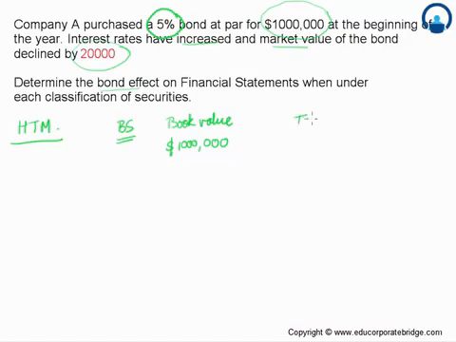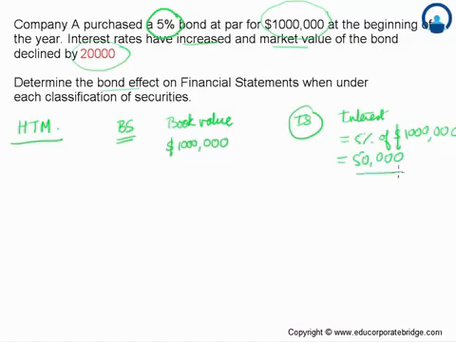What about the income statement impact? We have noted earlier that the income statement will include the realized gains and losses as well as the interest income. So here the interest income is basically 5% of 1 million. So this comes out to be 50,000. So this is what your interest income will be reported in the income statement when the classification is held to maturity.